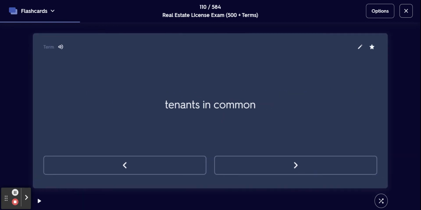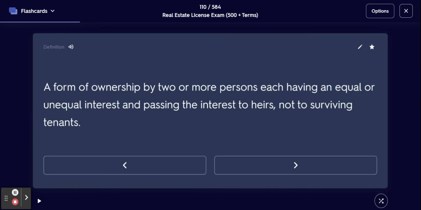Tenants in common. A form of ownership by two or more persons each having an equal or unequal interest and passing the interest to heirs, not to surviving tenants.